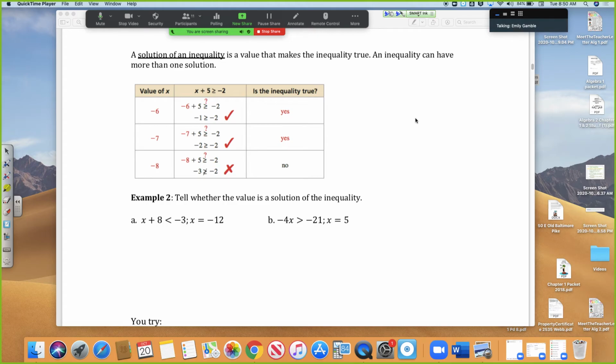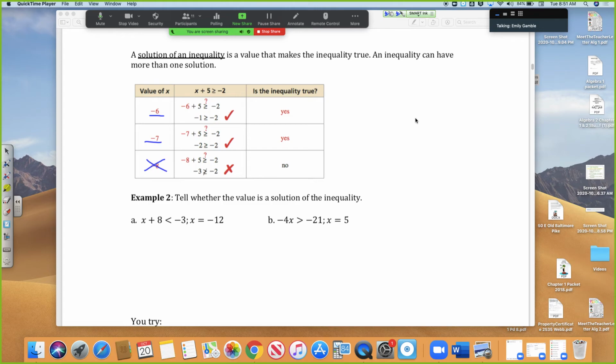A solution of an inequality is any number that makes the inequality true, and every inequality usually has infinite solutions, more than one solution. For these inequalities, we are asking if this value is a solution, and yes it was, because when you replace it in and solve, you got a true answer. This one is also a solution for the same reason. This one is not a solution, because when you plug it in, you get a false answer. So in example 2, we're trying these on our own.